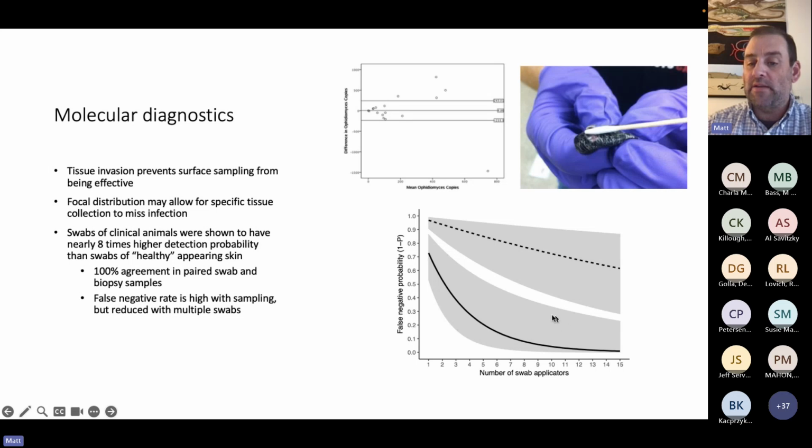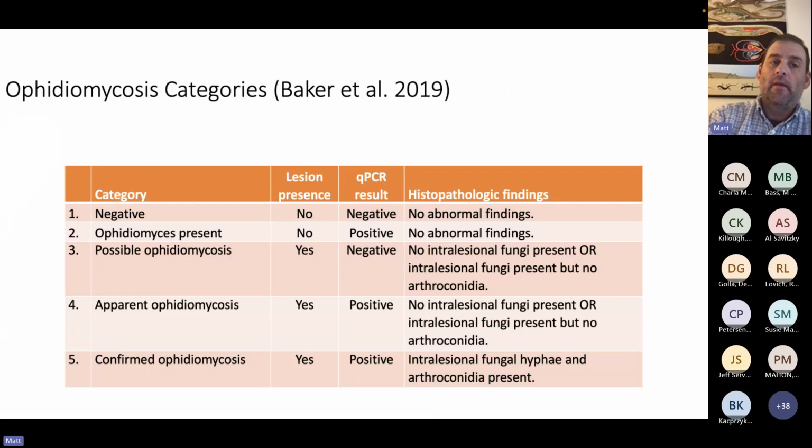In order to lower that to less than 10%, so to have 90% specificity and sensitivity, we really need to swab 8 times on the body or more. And that's why many of you had that as an instruction on your sample collection. It was based on that previous data. And Ophidiomyces, not to get any more complicated, has multiple different categories of diagnosis. So the easy one is negative. If they don't have any physical exam abnormalities and the qPCR is negative, then they're negative.